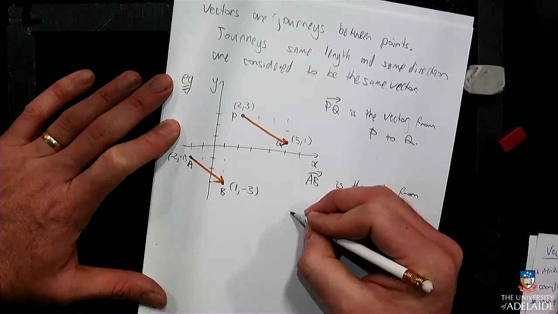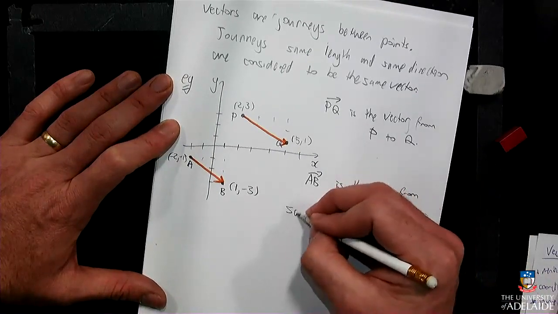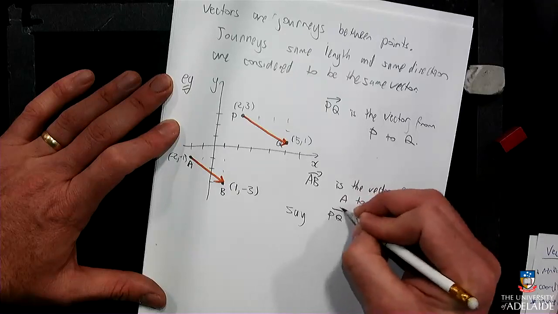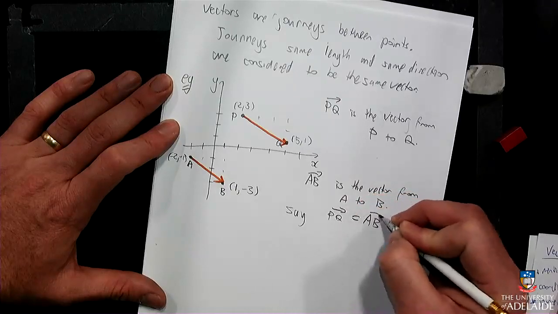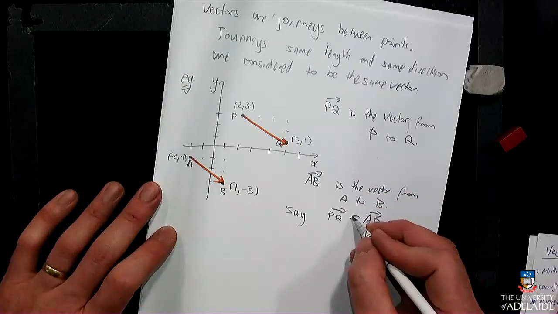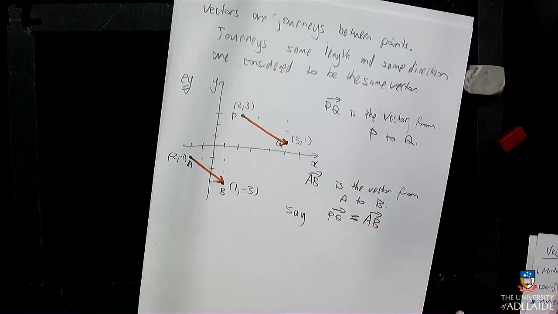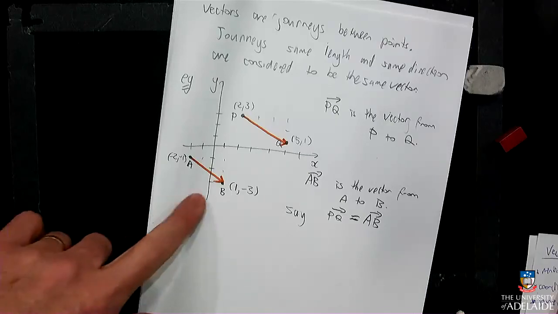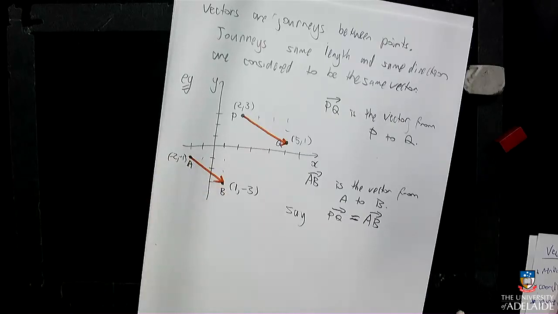A to B, and we say that PQ is the same as AB. They are actually equal. We declare them to be the same vector. So it doesn't matter where the vector is, it's the same vector. Okay. Cool. All right. Now I just want to point out that the vector BA is not the same as the vector AB because they point in different directions.